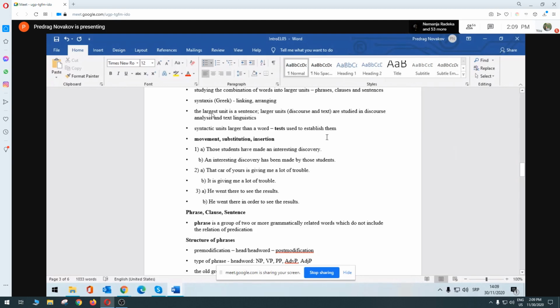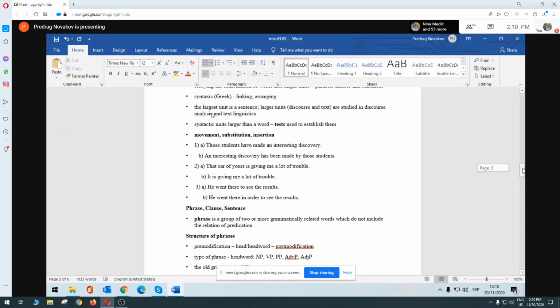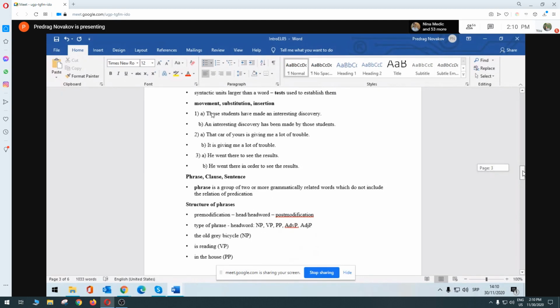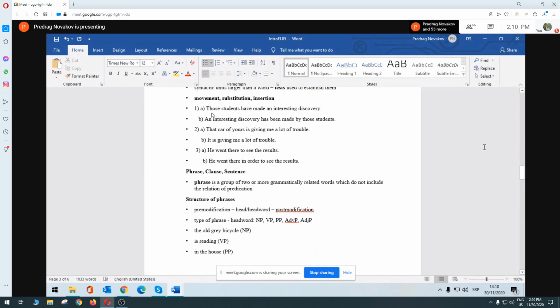So think about it. It's relatively easy to establish a word, but if we have phrases, we have to think about which words make a phrase. You probably mentioned these tests in the grammar course: movement, substitution, and insertion. So let's check 1A and B. They illustrate the test called movement.